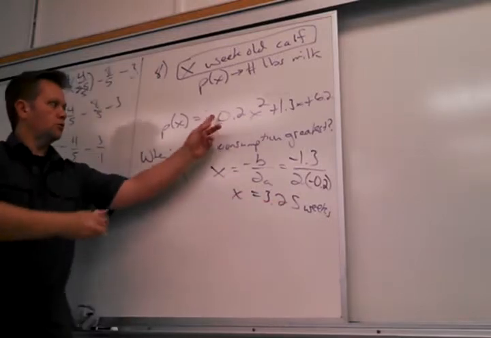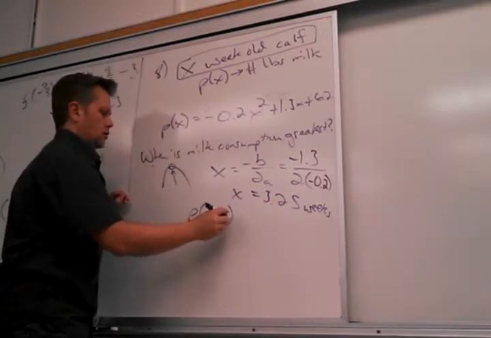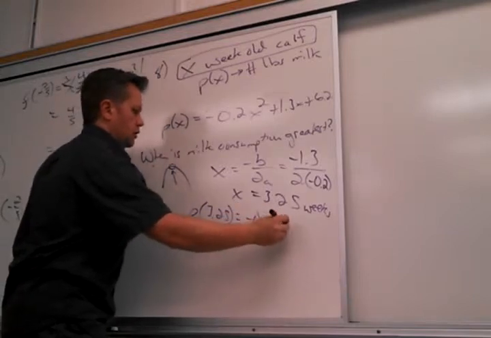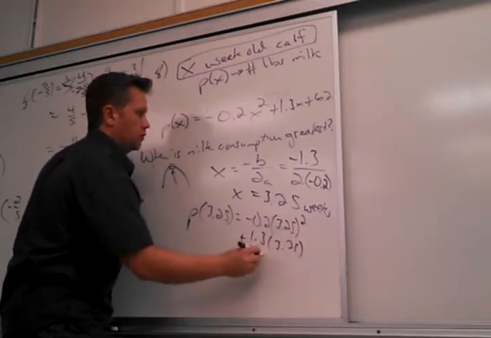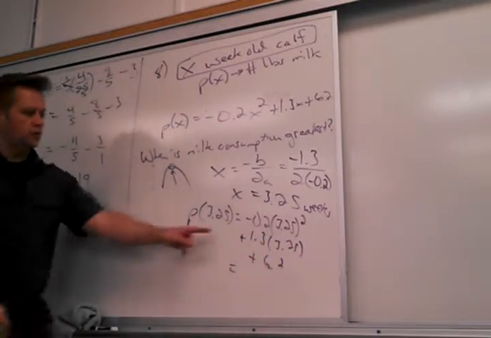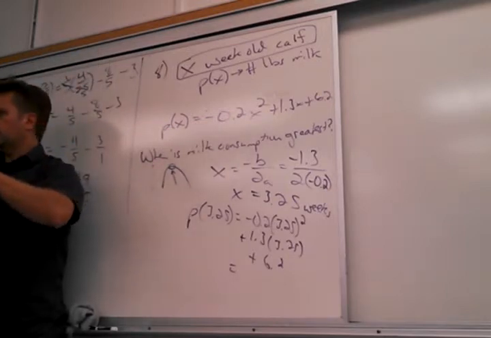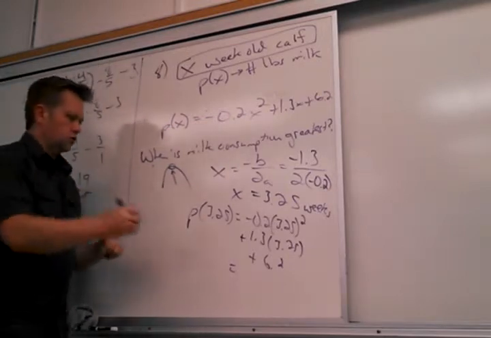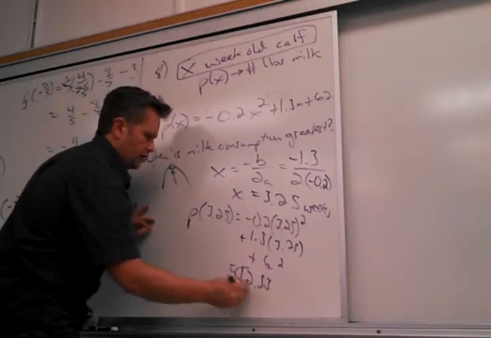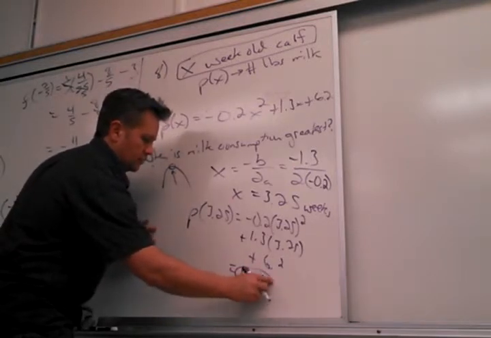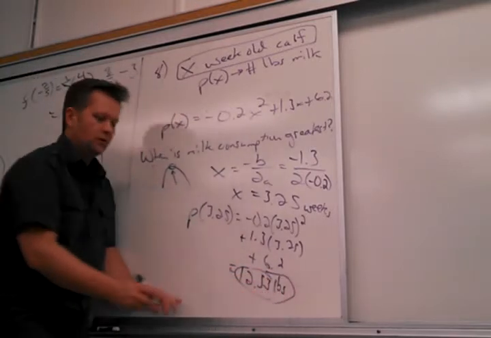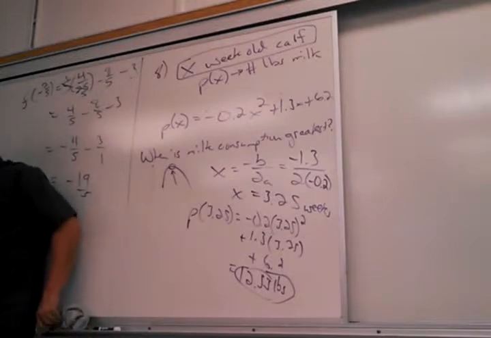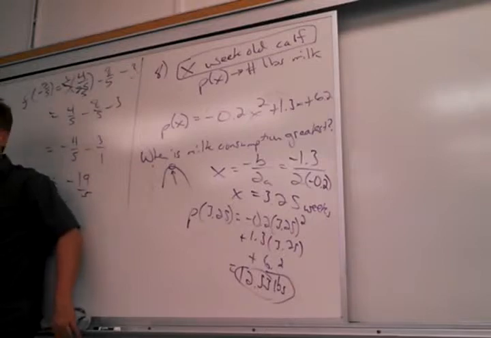So you plug 3.25 back in. Negative 0.2, you can use your calculator, plus 1.3 times 3.25 plus 6.2. Plug 3.25 back in. Can somebody with the calculator help me? 12.53. 12.53 what? Pounds of milk. Yes. All right, sweet. I was hoping I wouldn't have to go through anything. So at 3 1/4 weeks, a calf should consume 12.5 pounds of milk.